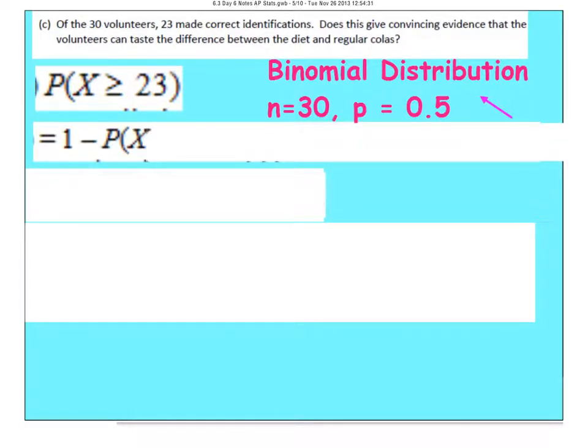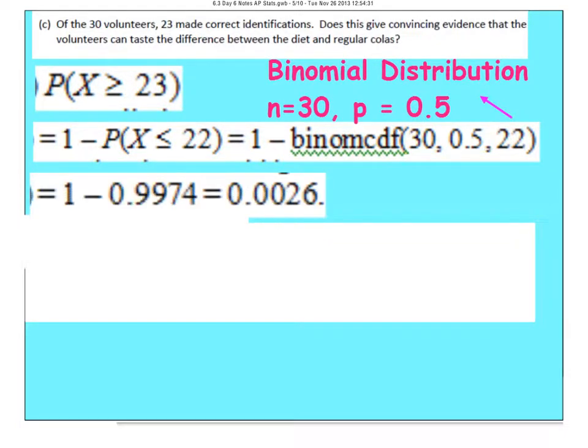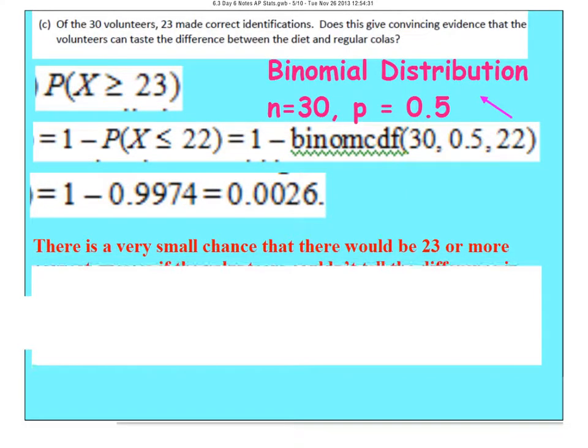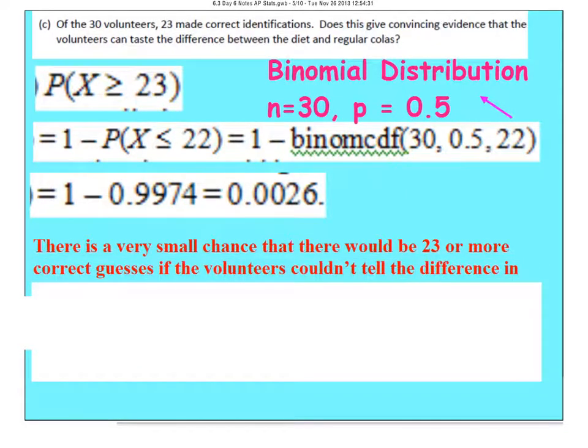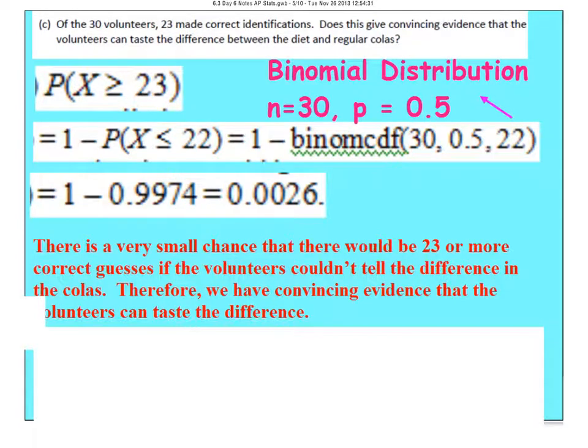So I'm going to write this: 1 minus the probability of x is less than or equal to 22. I would type in my calculator 1 minus the binomial CDF of this scenario. If you do that, you're going to get 0.0026 as the answer. So a 0.26% chance, which means there's a very small chance there would be 23 or more correct guesses if the volunteers couldn't tell the difference in the colas. Therefore, we have convincing evidence that the volunteers can actually taste the difference, and we would disagree with the company.